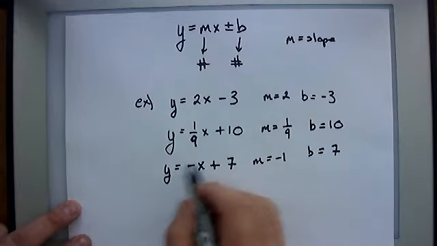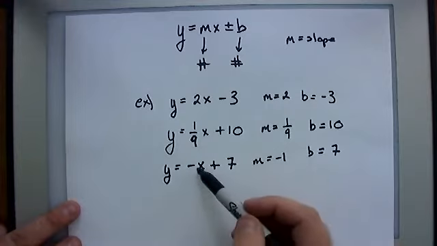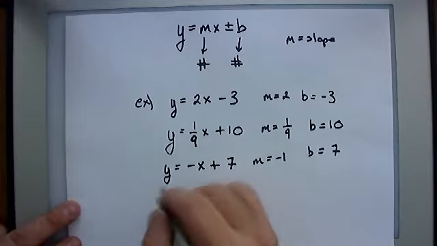So there's always a number here, even if there's nothing written there. If it was just x, then it would be positive 1. Since it's negative x, it's going to be negative 1.